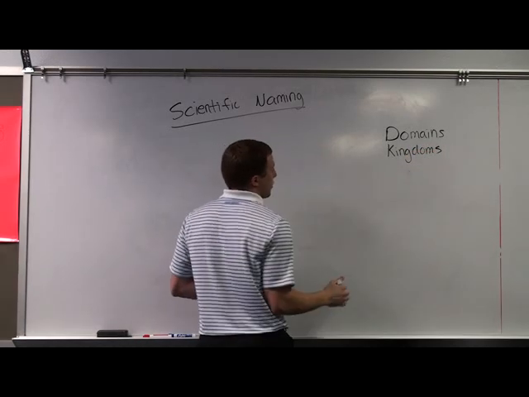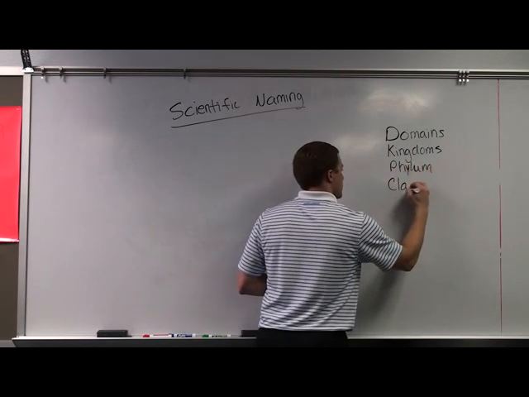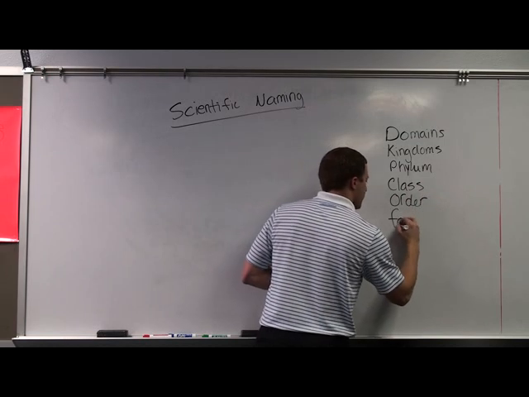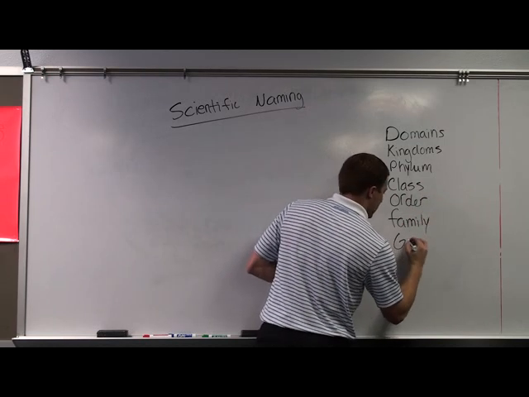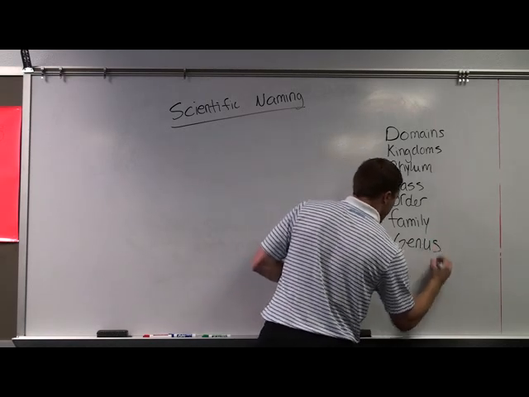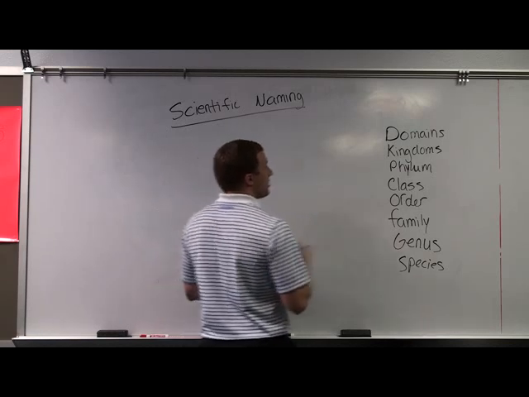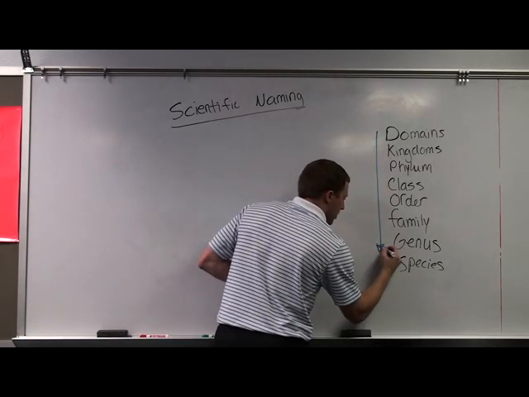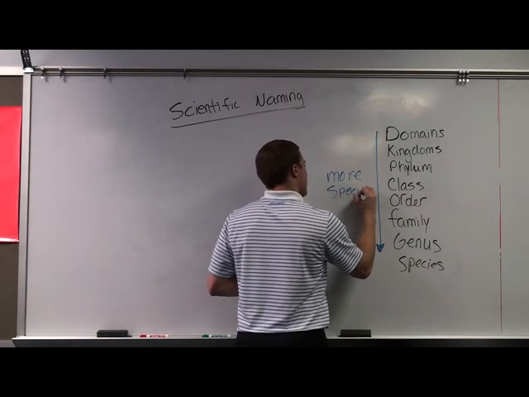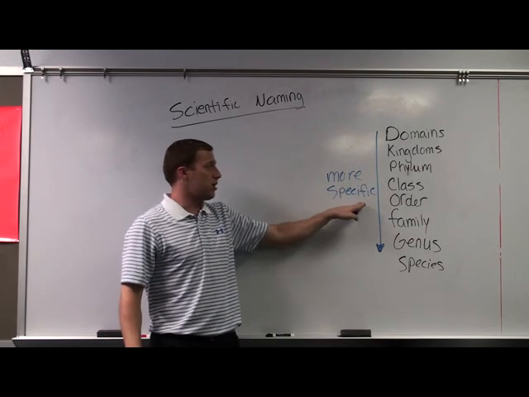Okay? And then there's a whole lot of groups. It goes domain, kingdom, phylum, class, order, family, genus, and species. Okay? And as you go down, you get more specific. So as you go down from domain to species, you get more specific.